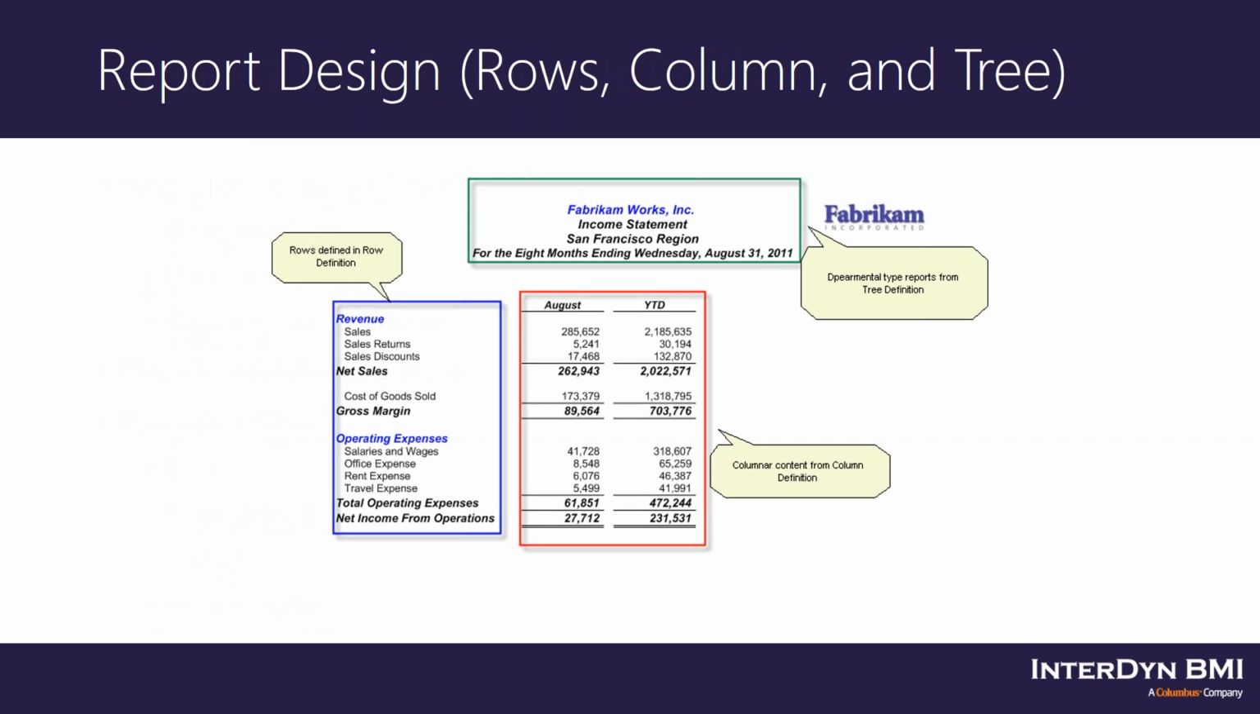So here's an example of a report design that's using a row, a column, and a tree. You'll notice over here, under the blue section, you've got the row definition: your revenues, your cost of goods sold, gross margin, operating expenses, all the way down to your net income. And over here you have your month of and year to date. And up here you've got which company you're running it for. So over here you can see that this says San Francisco region.